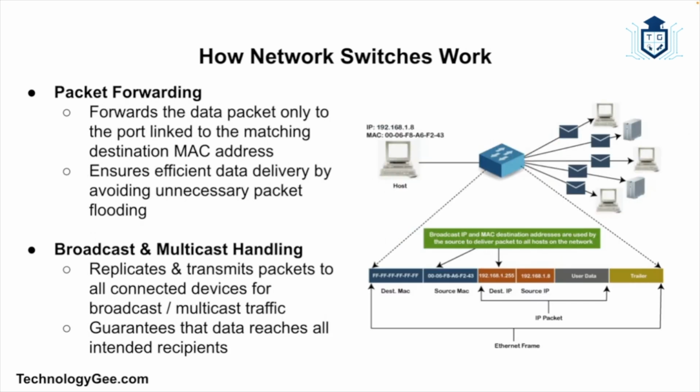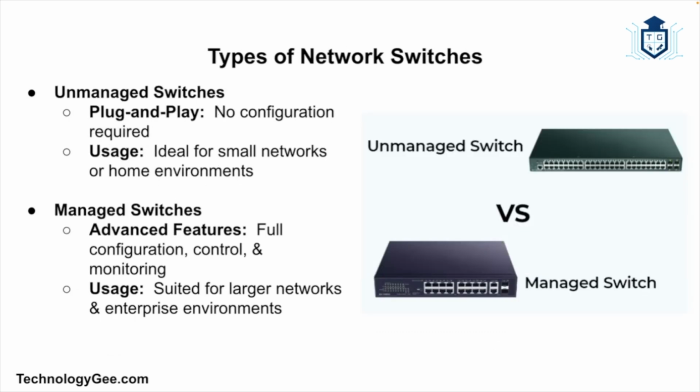Then we have packet forwarding. The switch forwards the data packet only to the port connected to the device with the matching MAC address. If the destination MAC address is not found in the MAC address table, the switch broadcasts the packet to all ports except the source port. And then we have broadcast and multicast handling. For broadcast and multicast traffic, switches replicate and send the packet to all connected devices, ensuring the data reaches all intended recipients.